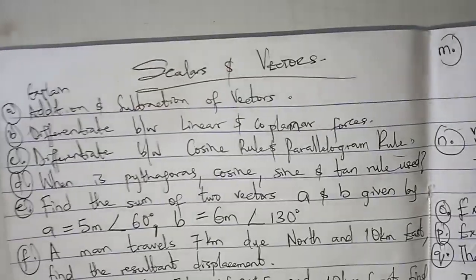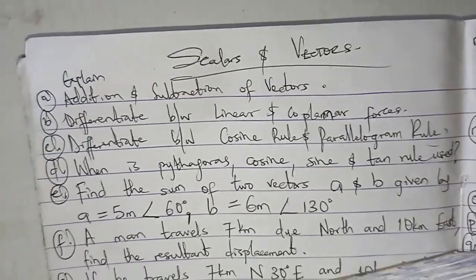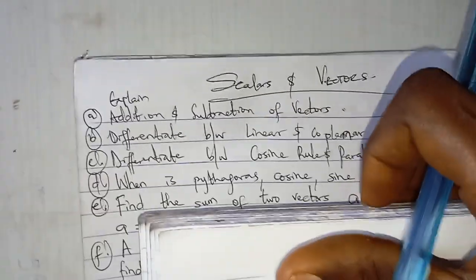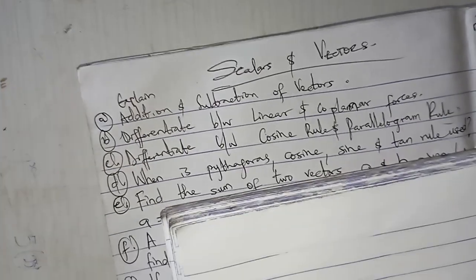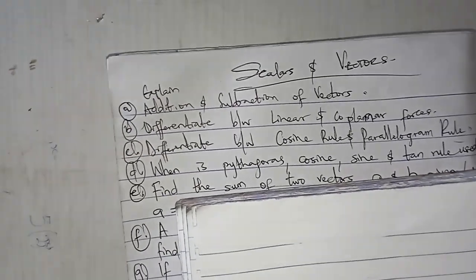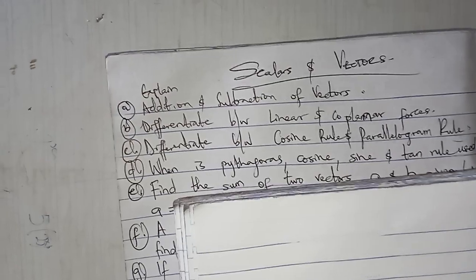Today we're going to do scalars and vectors. Here they said explain addition and subtraction of vectors. Very well, you know that a vector is defined as a quantity with magnitude and direction. So let's start with addition and subtraction of vectors.